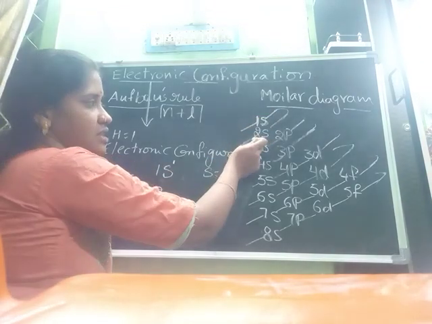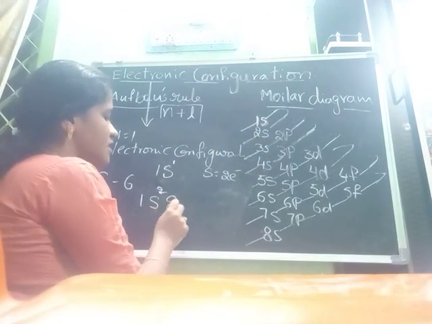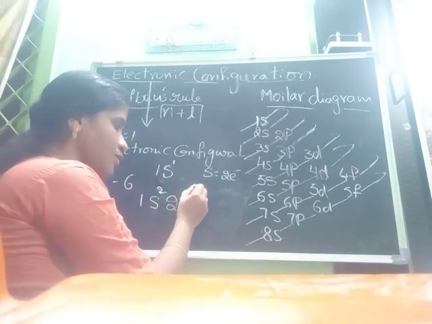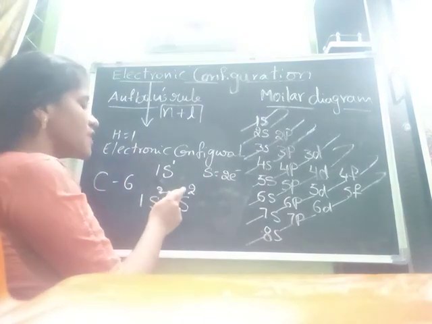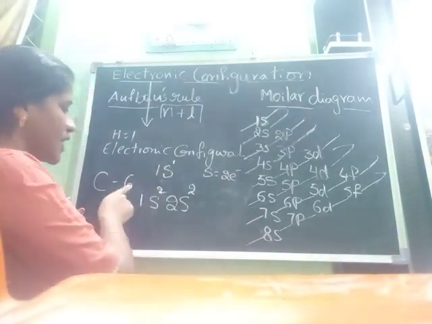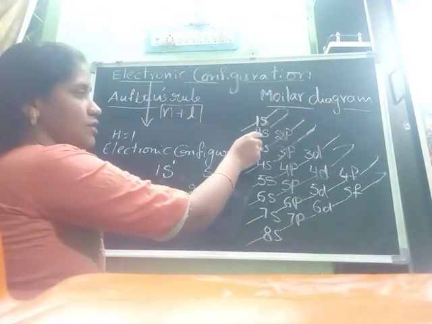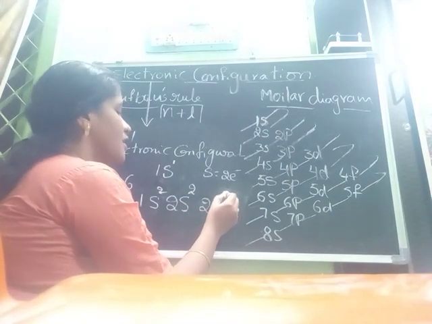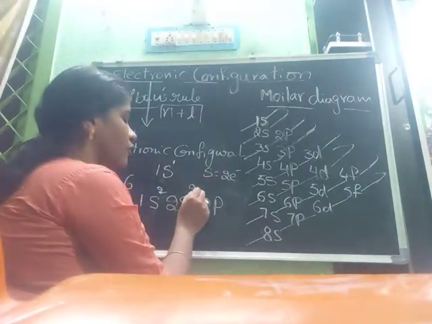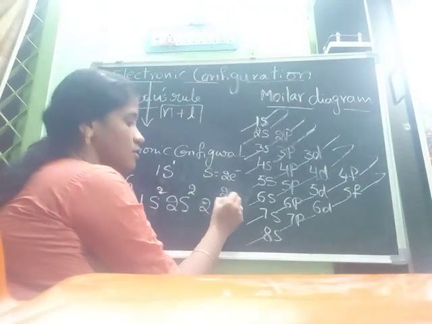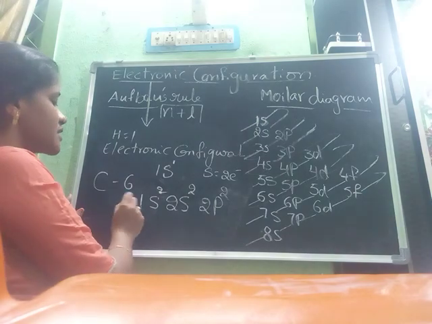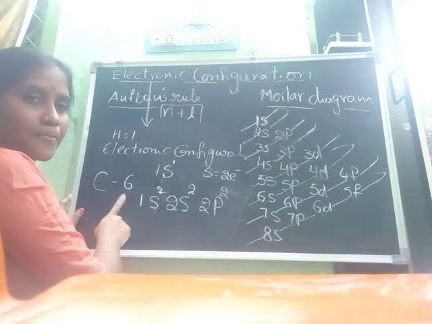What is next after 1s? 2s. S also maximum 2 only. So 2 plus 2, 4 are completed. Remaining, 2 are there. After 2s, next is 2p. We need 2 more electrons, so 2p2. 2 plus 2, 4. 4 plus 2, 6. This is the electronic configuration of carbon.